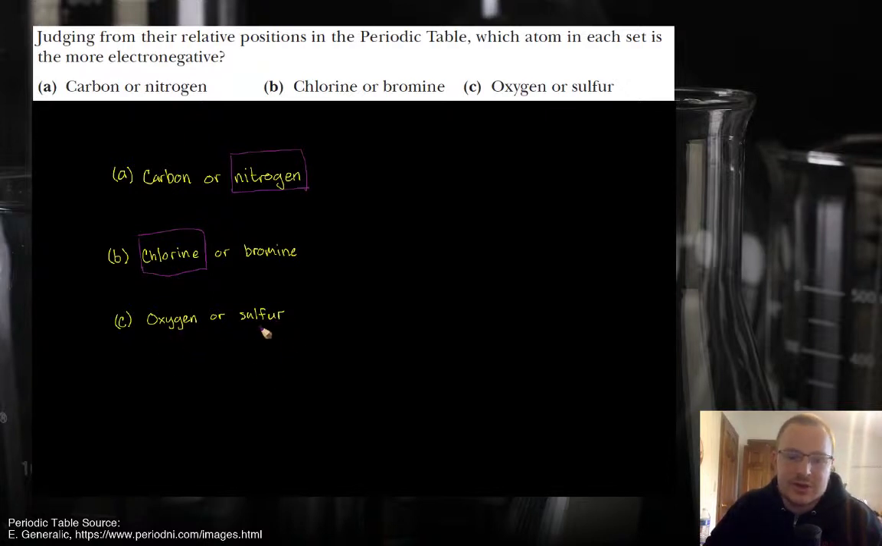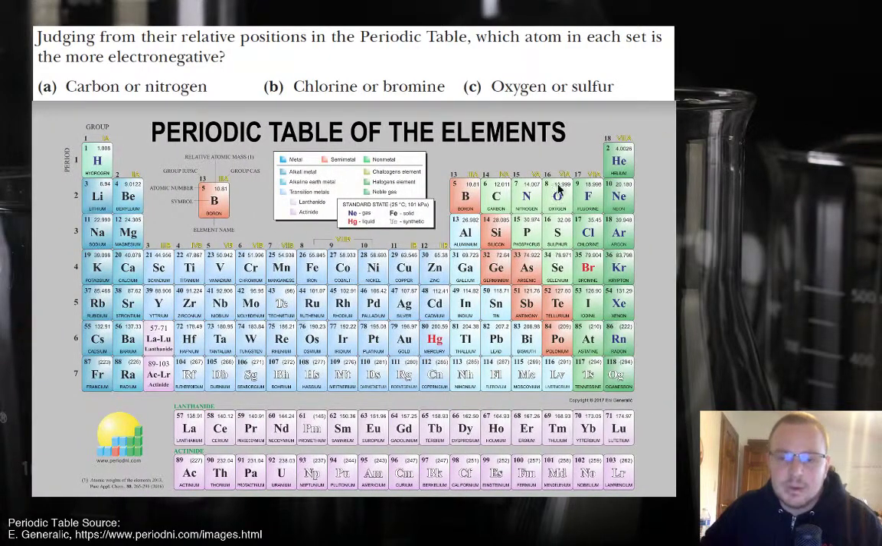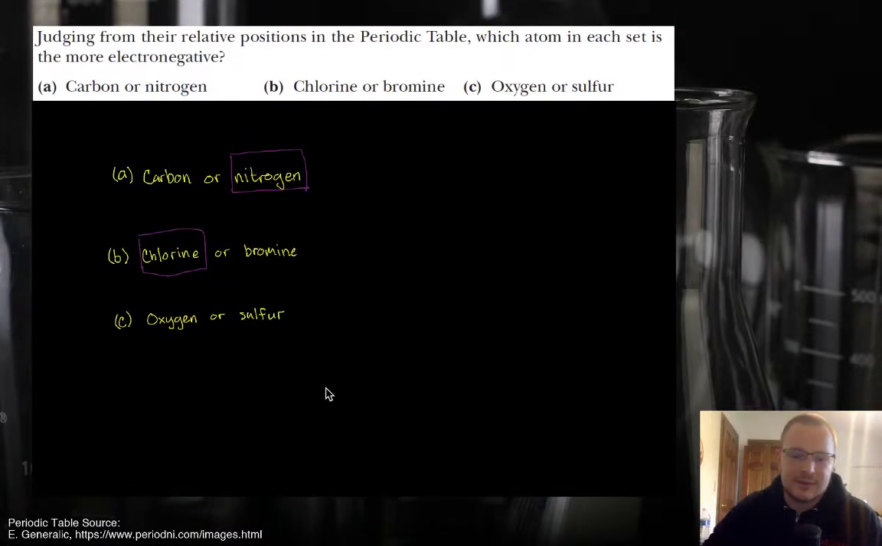And we're left with the same question of oxygen or sulfur. So we go and we look and we see both of these are in group 6A. So we would expect the one that's higher up to be more electronegative and the one that's further down to be less electronegative. So out of oxygen and sulfur, oxygen is the more electronegative of the two.